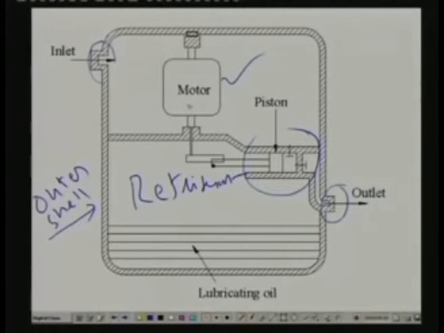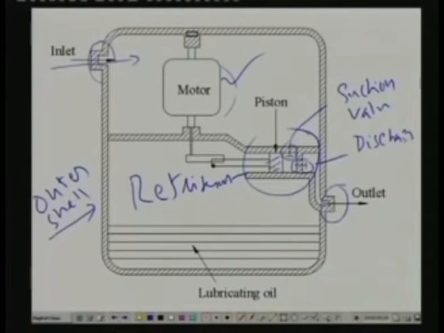In this particular arrangement, the refrigerant enters like this, and it cools the motor and it also cools the compressor, and then it enters through this suction valve. You have the suction valve here, into the compressor. This is the piston of the compressor, and the refrigerant gets compressed, and when the pressure rises above the condensing pressure, this discharge valve opens and the refrigerant goes out of the outlet to the condenser. And again, you have a lubricating oil sump here.